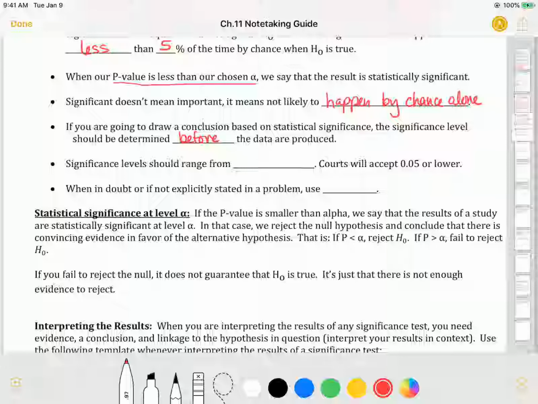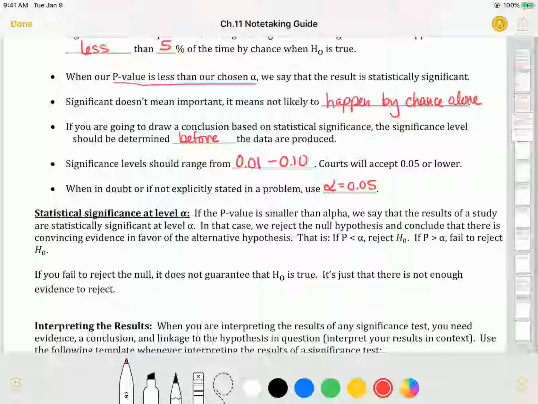Also, significance levels are going to range between 1% and 10%. And just as a fun fact, courts will accept a significance level of 5% or lower. Now, sometimes when you are performing significance tests, you will not be given an alpha level. And sometimes you will be assigned a certain alpha level to test a certain claim. So when in doubt, or if the alpha level is not explicitly stated in the problem, what we're going to do is use an alpha level of 0.05.